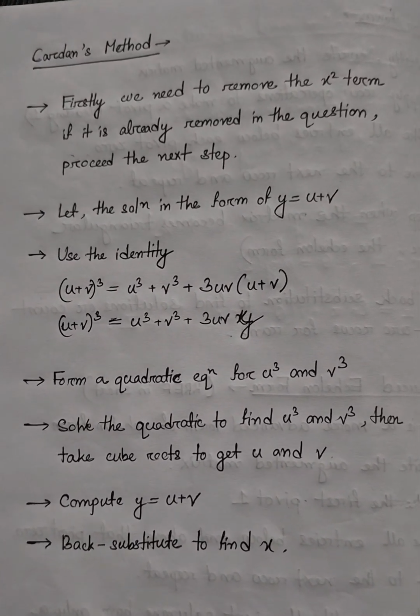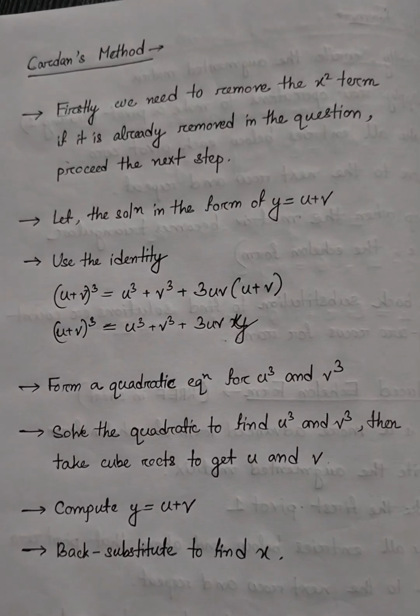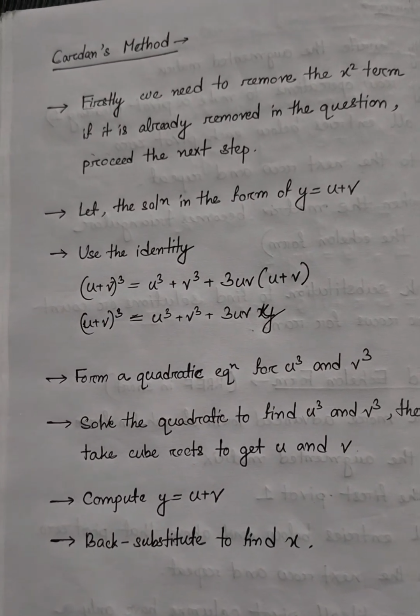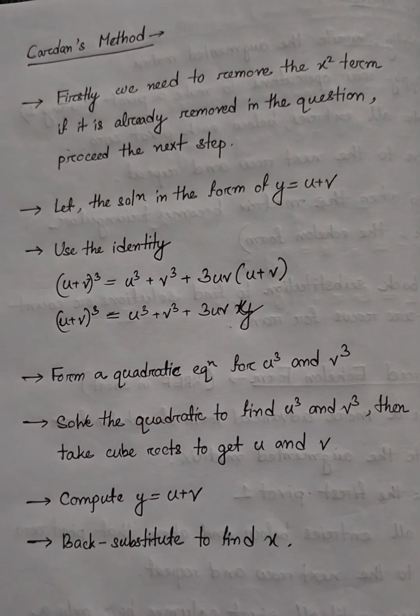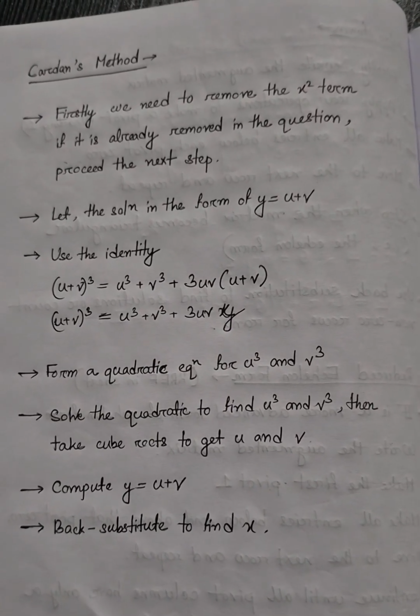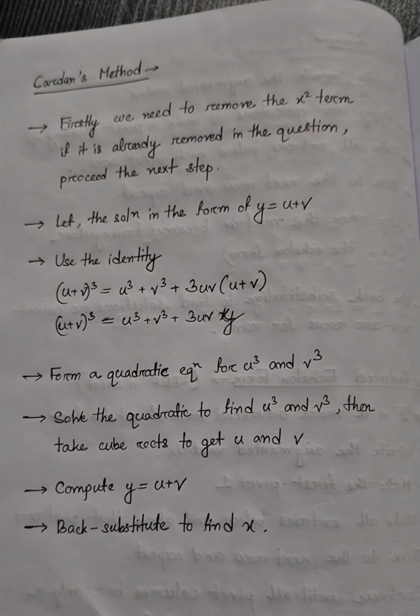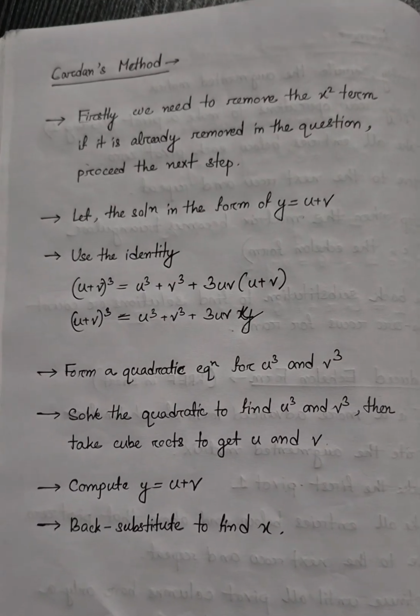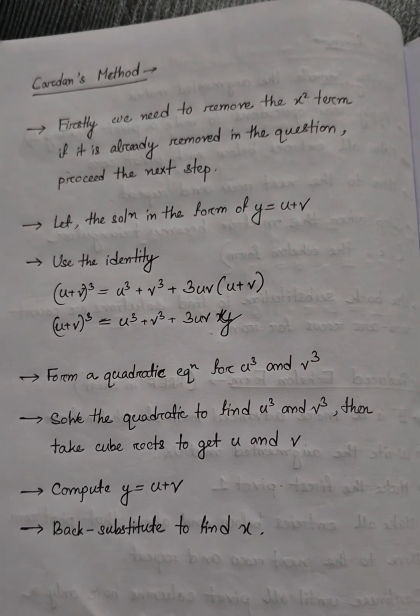Let us assume the solution in the form of y equal to u plus v. Then we have to use the identity (u plus v) whole cube. Then we have to substitute the value of u plus v as y. Then it forms a quadratic equation for u cube and v cube. Then we have to solve the quadratic equation to find u cube and v cube. Then we have to take the cube roots to get u and v. Then we must solve for y equal to u plus v. Then we have to back substitute to find the value of x to find the roots.